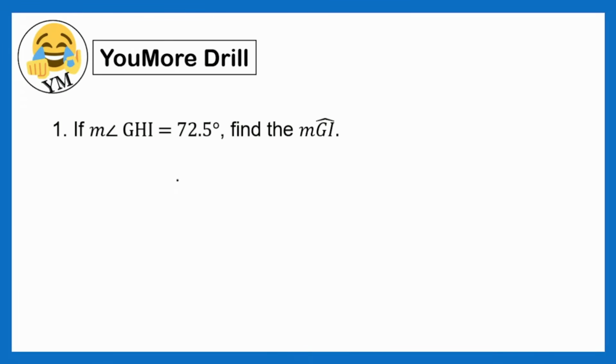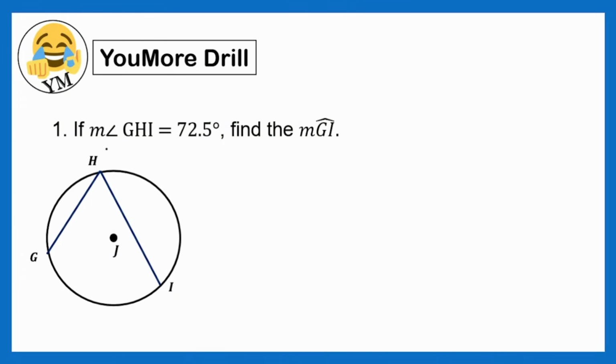Let's have our last humor drill. So, we have the measure of GHI, which is 72.5 degrees. Find the measure of GI. Measure of arc GI. Alright. So, I'll pause for a while now, and I'll get back to you to give the answer. But if you still need time, feel free to pause the video. Your timer starts now.